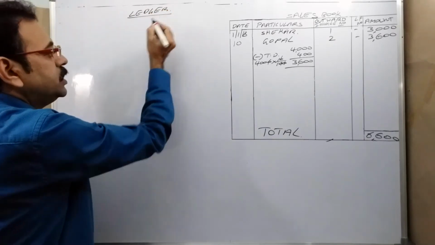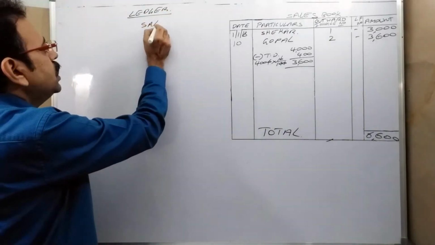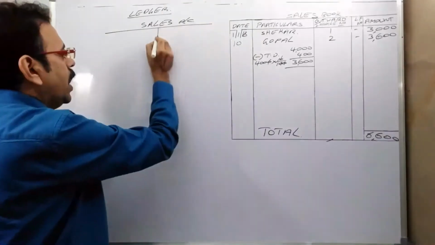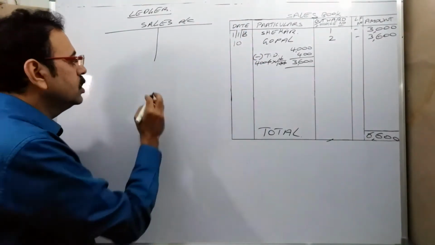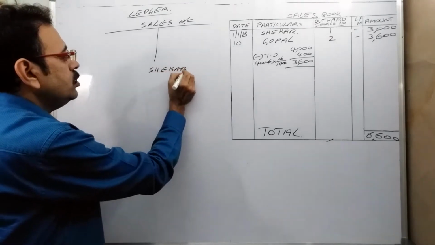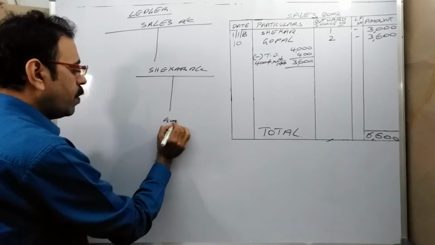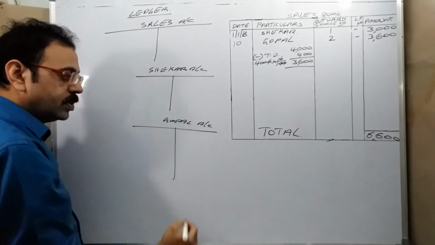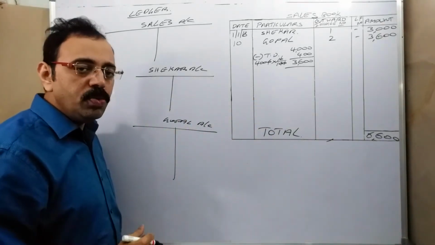When we prepare the ledger, first the sales account we open, and all individual customers' accounts also we open. Therefore, we open Shekhar account and Gopal account. Let us see how to post these transactions.